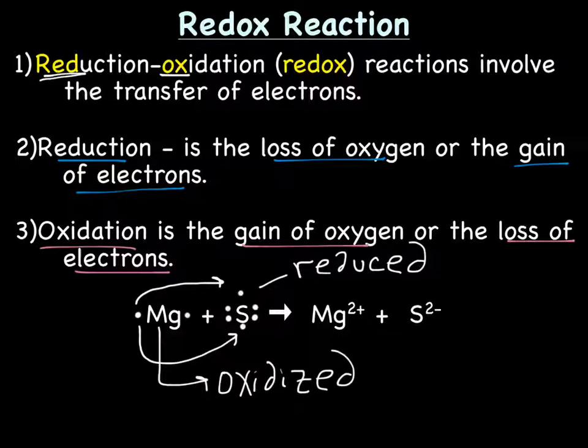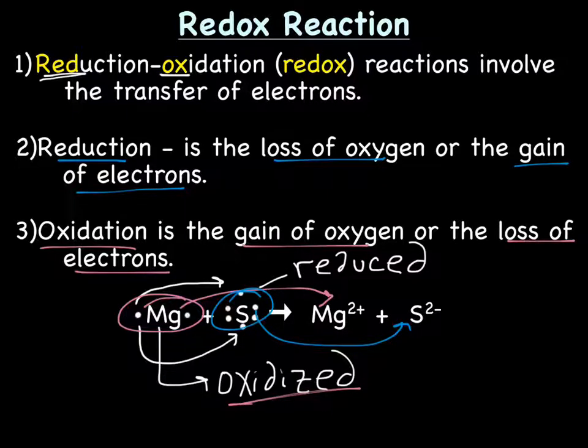So, I'm going to have a mess going on here in a minute. Magnesium from the reactant side to the product side has been oxidized, while sulfur from the reactant side to the product side has just been reduced. Okay?